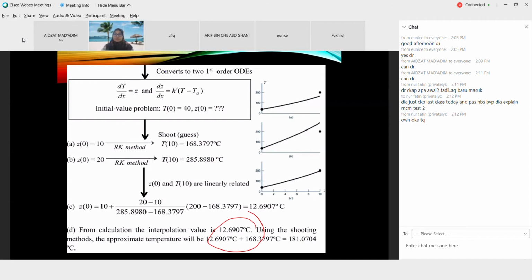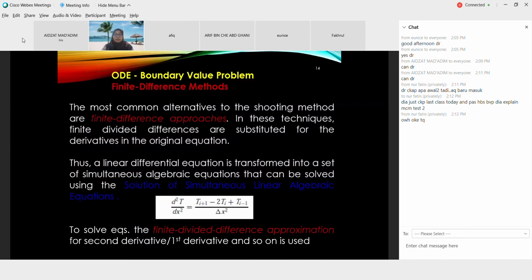Any question? Okay, the shooting method, we never test students with it during a test because it consumes a lot of time to solve by using the shooting method. So now I would like to focus on BVP using the finite difference method. Okay, finite difference method.